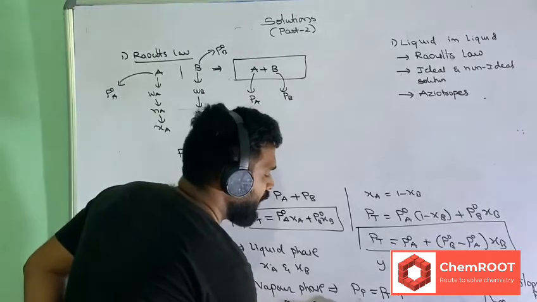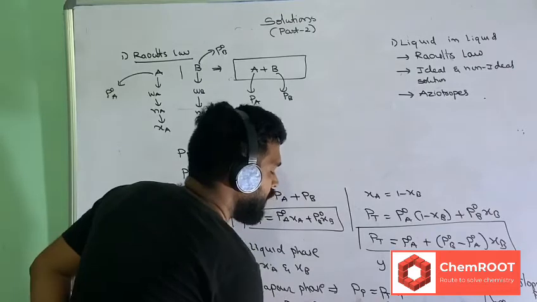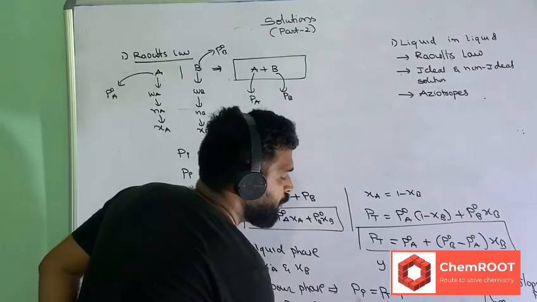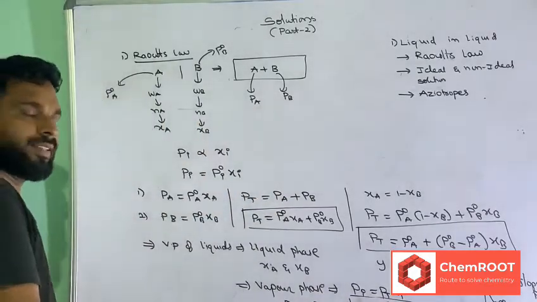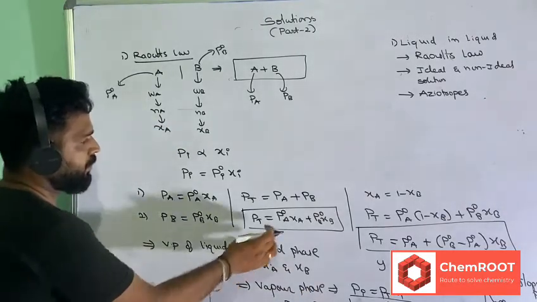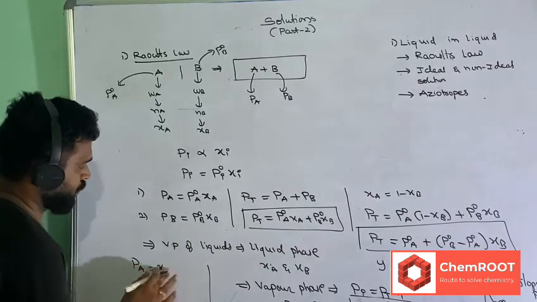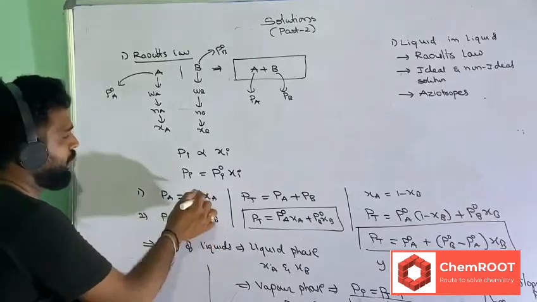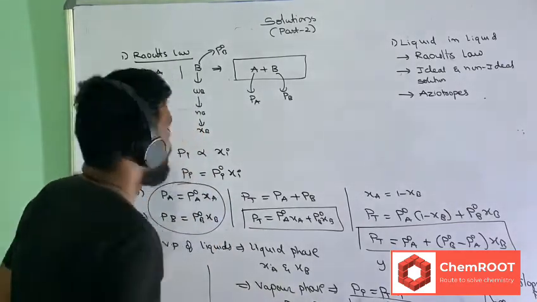From this one, YA we are getting PA by P total, and YB we are getting PB by P total. So these are vapor pressures in which phase? Vapor phase. Same way, in the liquid phase we have mole fractions: PA is equal to P naught A chi A and PB is equal to P naught B chi B. This is in liquid phase and this is in vapor phase.